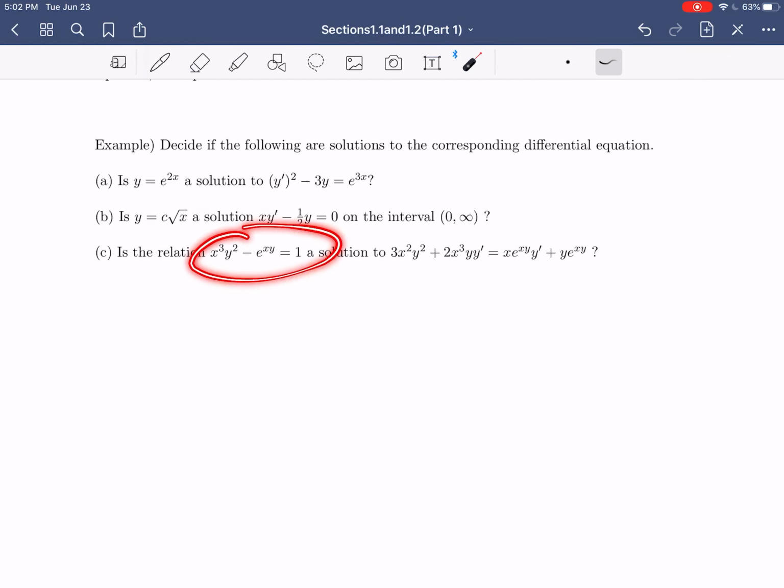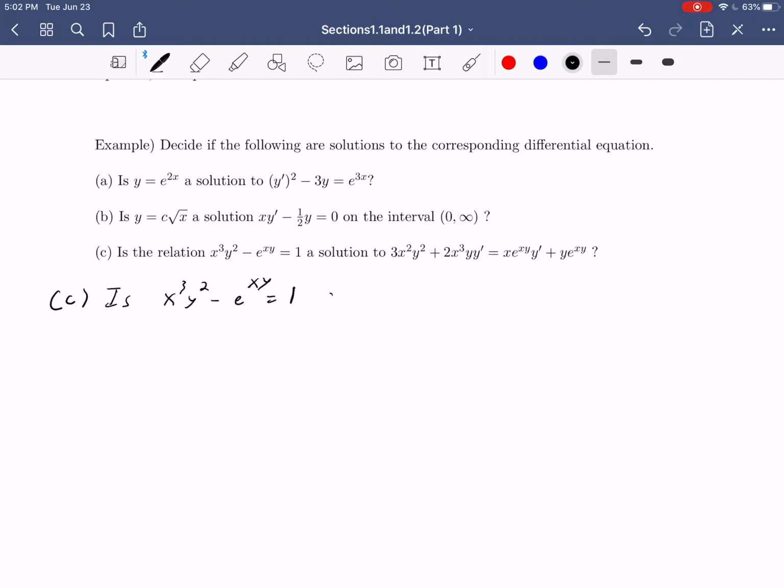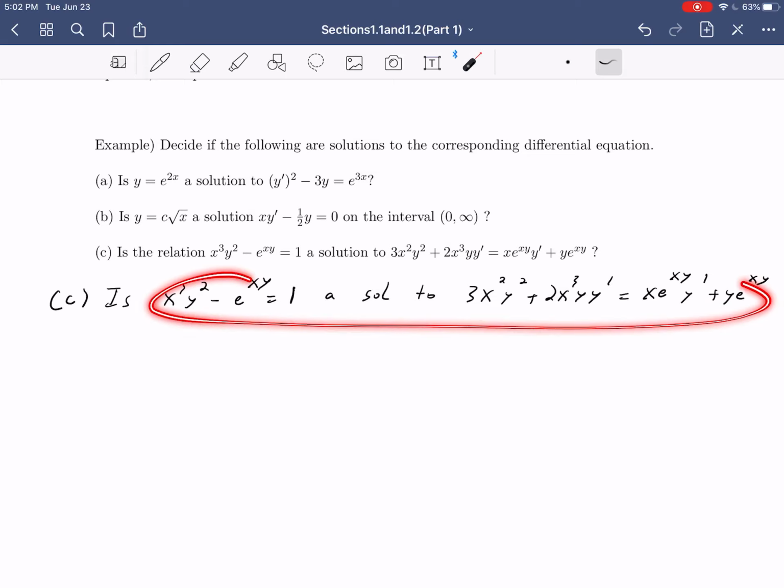So we want to know, is this relation, not a function this time because it's implicitly relating x and y, but we want to know, is that a solution to this crazy differential equation? So for C here, we want to know, is x cubed y squared minus e to the xy equals 1 a solution to 3x squared y squared plus 2x cubed y prime equals x e to the xy y prime plus y e to the xy. All right, so we want to know, is this a solution?